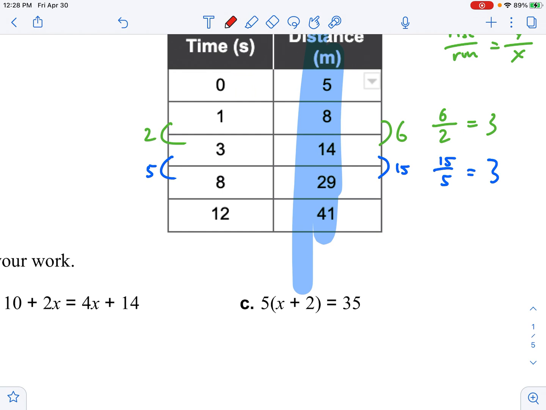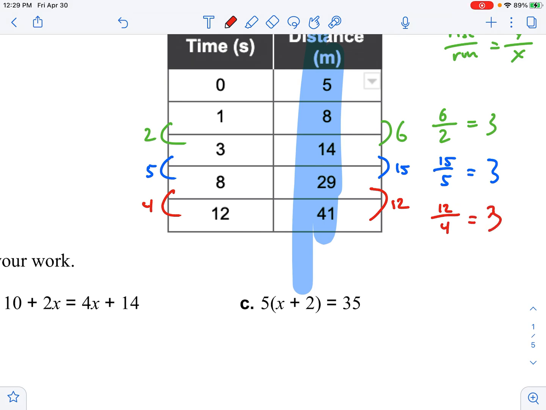I'm going to do one more just to make sure it's true, because you have to do 3 to make sure it's true. 8 to 12 is 4. 29 to 41 is 12. And so it rises. It's y over x. So the change in 12 over change in 4.